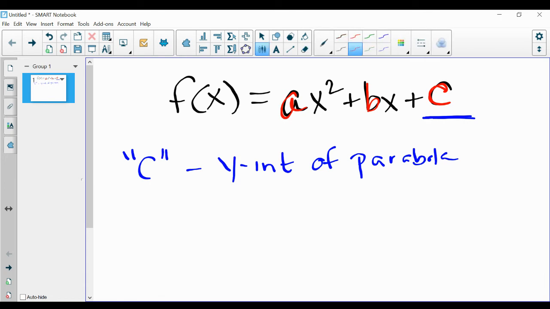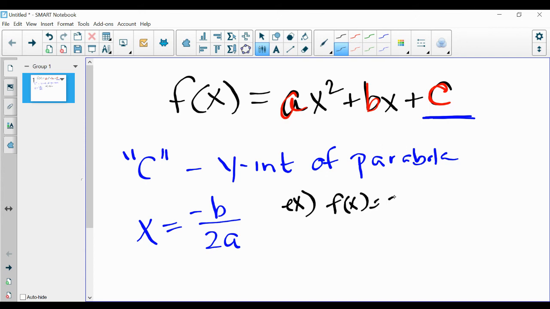Now, a and b can be used to help us to find the axis of symmetry and then also to help us find out what the vertex is. Okay, so x, which is our axis of symmetry, is equivalent to negative b over 2a. Okay, this is going to help us to find our axis of symmetry. Let me give you an example. If I told you that f of x was equal to 2x squared minus 4x plus 1.